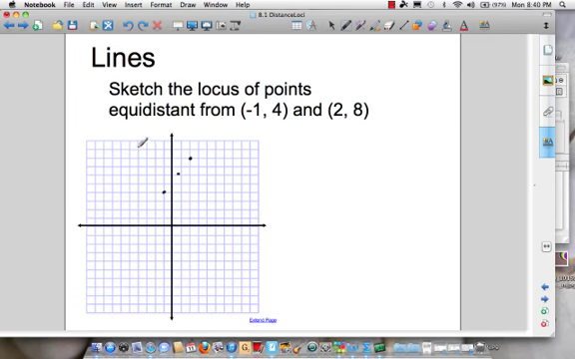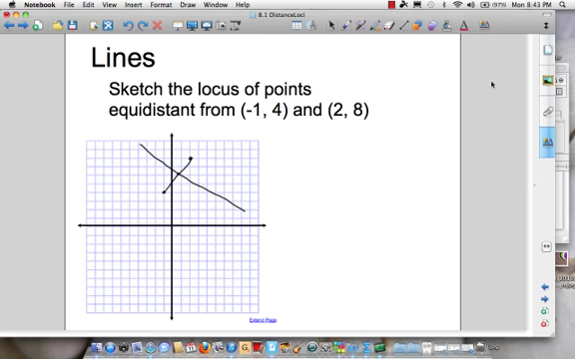But from geometry, you might remember that the perpendicular bisector of the segment connecting the 2 points, and my picture's not perfectly accurate, are the points that are equal distance from the 2 points. So now I'm going to show you how to describe that locus with an equation.